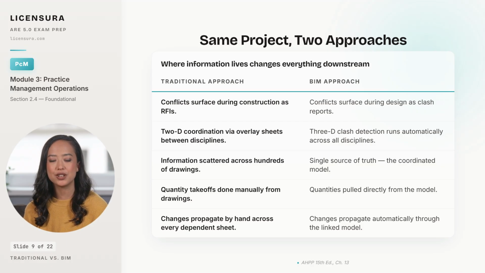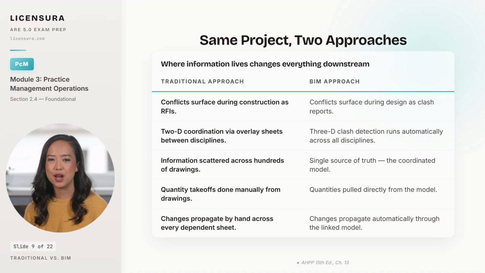Quantity takeoffs in the traditional flow are manual and slow, while in BIM, they pull directly from the model in minutes. And the largest difference is change propagation. In the traditional flow, every design change is pushed by hand across every dependent sheet, while in BIM, the change propagates automatically through the linked model. That alone justifies the investment on any complex project.